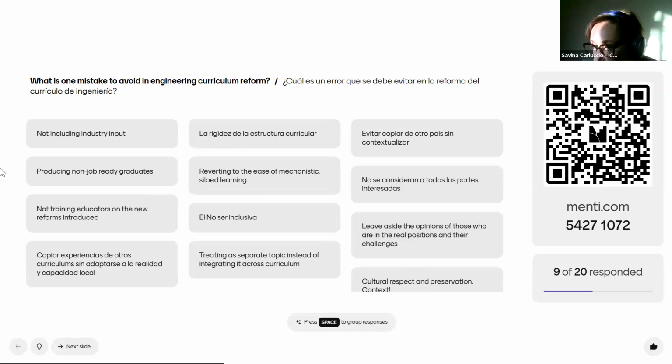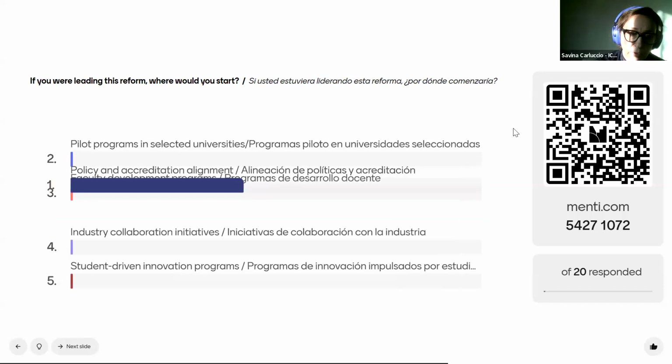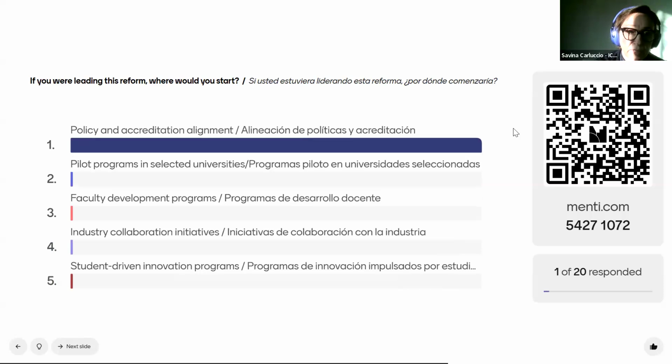Maybe we can move to the next question so that we can leave a little bit more time for discussion. If you were leading this reform, where would you start? Yeah, that's an interesting question. So the options are pilot programs in selected universities. You could start from pilots. You could start from developing capacity of the faculty. Glenda, you said without the faculty capacity, nothing happens.